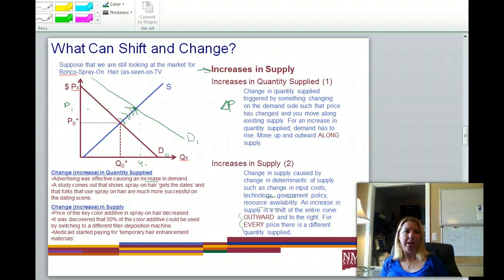Now something that's going to change supply, I'll do that one in red. So let's say the price of the key color additive in spray on hair decreased, or it was discovered that 50% changed. I'm going to have to pause it here and we'll continue in a minute.